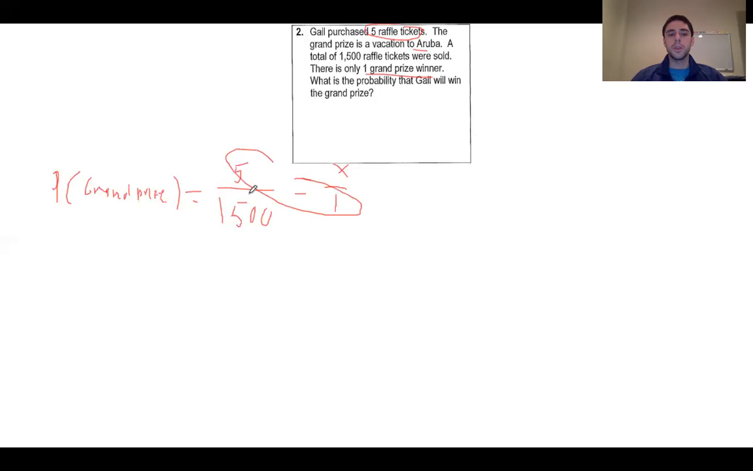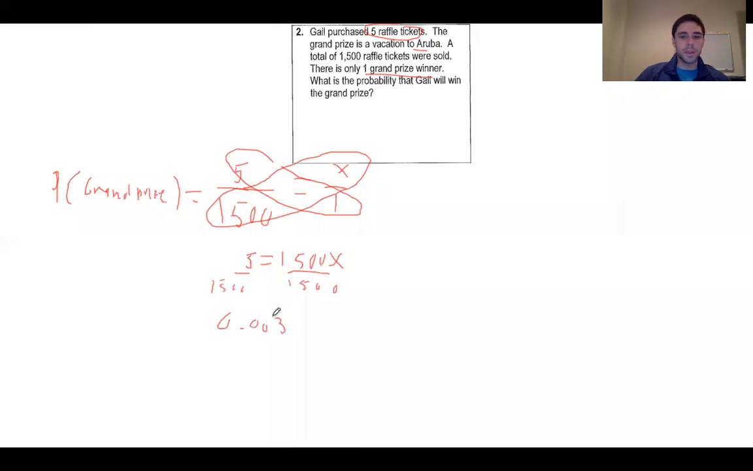So we cross multiply here. We get 5 equals 1,500x. We divide both sides by 1,500. And 5 over 1,500 is going to be 0.003 repeating. That's going to be x.